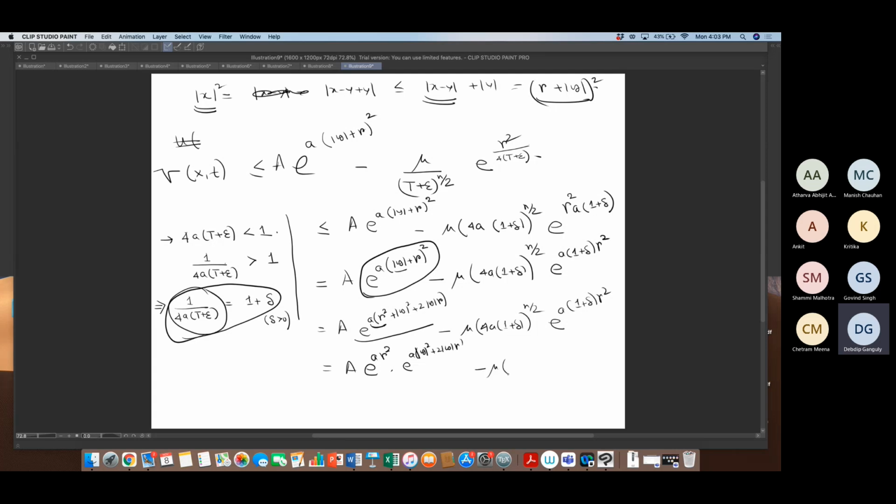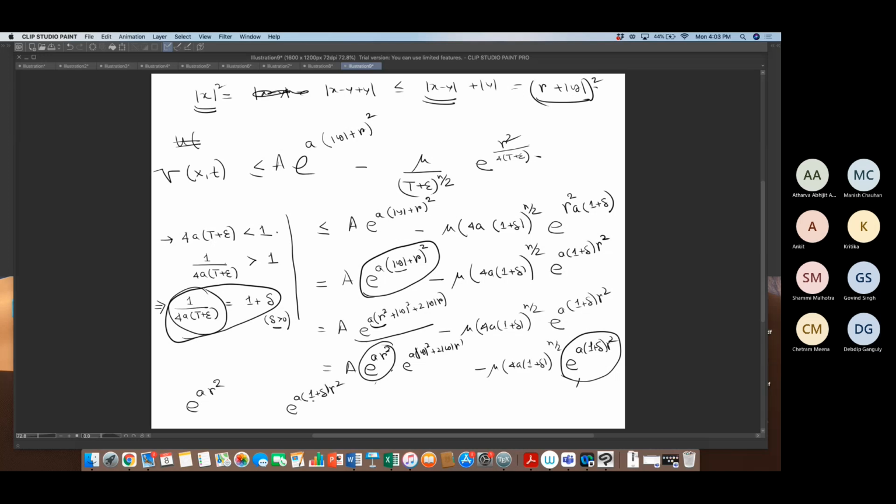Okay, minus mu. Here is the analysis: 1 plus delta n by 2 e to the power a 1 plus delta r square. What is the leading term of r here? The competition is e to the power a r square from here, the leading term. And the leading term here is a 1 plus some delta, which is strictly positive, r square. When r is very large, which is bigger? Out of these two terms, which is bigger?